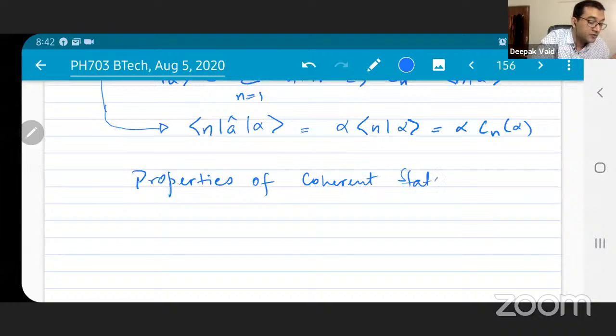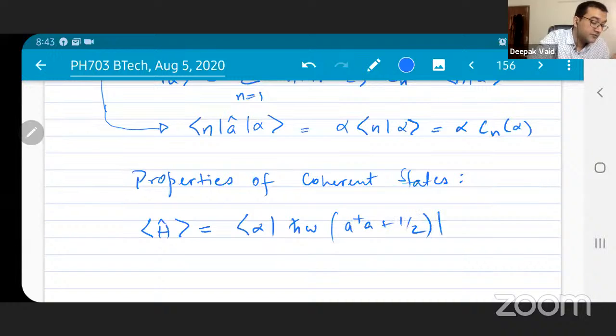And we will see why they are called coherent states in a second. So some of the properties of these states. We can calculate, for instance, the expectation value of the Hamiltonian, that means the energy. And what is this? This is going to be ⟨alpha| ħω (a†a + 1/2) |alpha⟩, right?